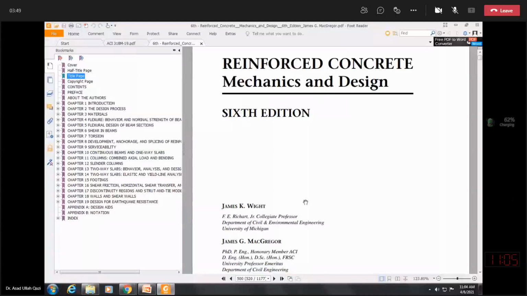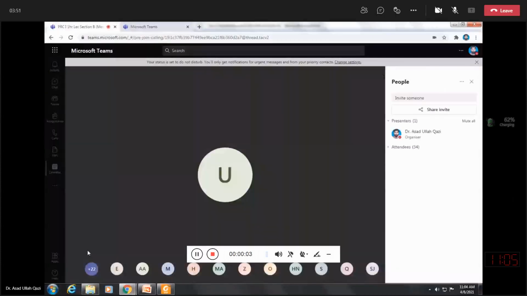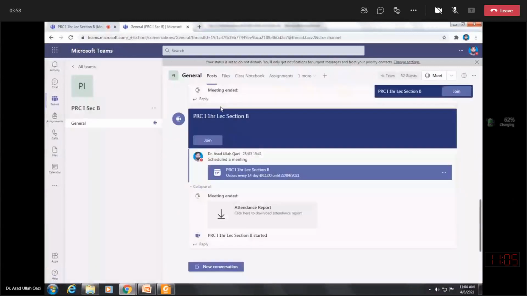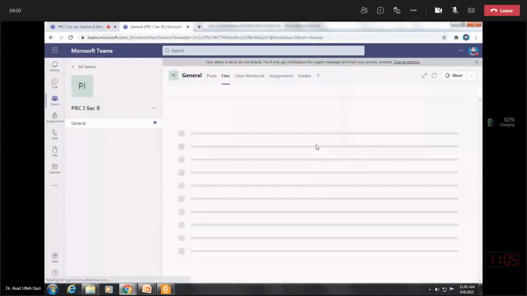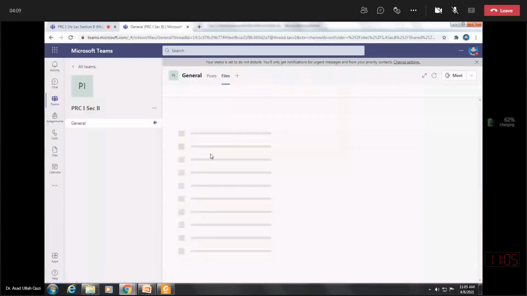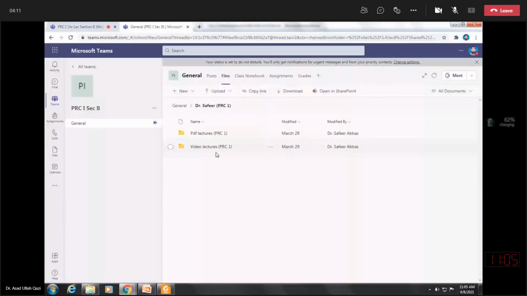Once you visit this team of PRC1 section B, you will get a files folder, and in the files folder you can download recordings. From Dr. Safir's folder you can also download some PDF lectures and video lectures. The recordings are normally taken online, and the recorded lecture is uploaded automatically.